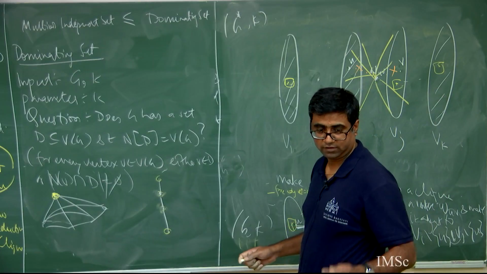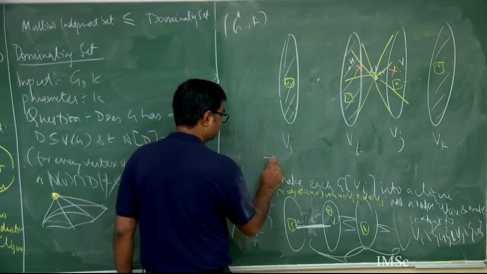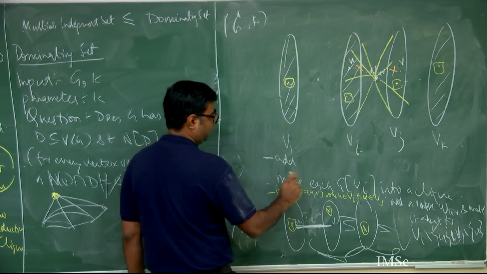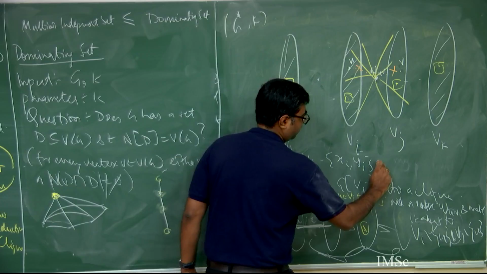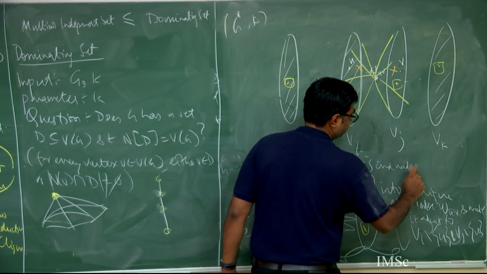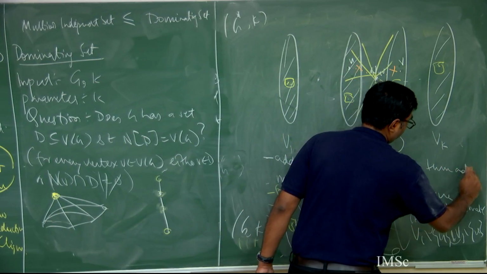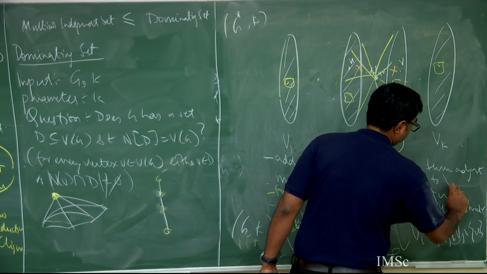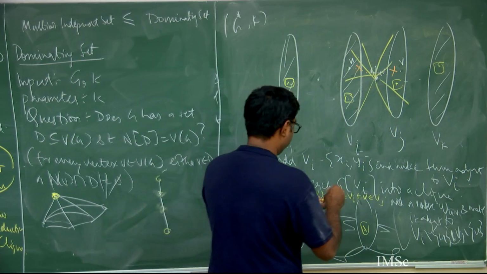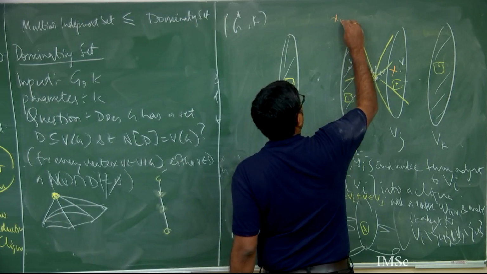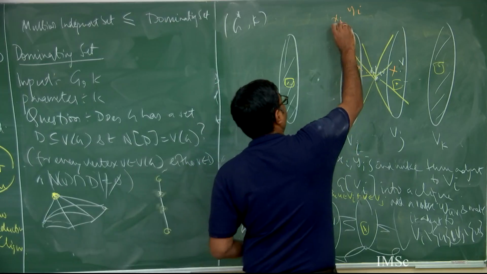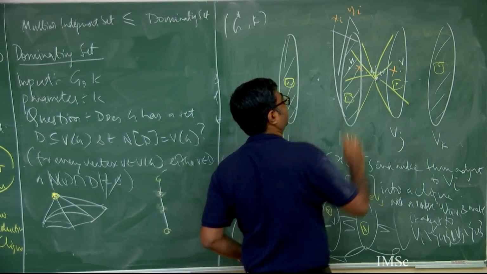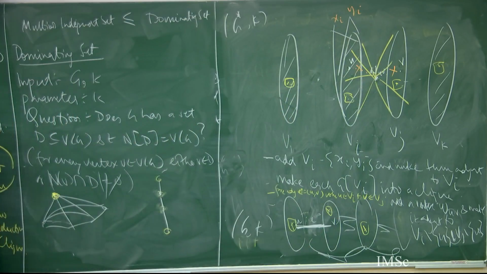Okay, so as he says, for each Vi, now add, let's call them Xi and Yi, and make them adjacent to Vi. So for example here it will have its private guys Xi, Yi, and they are not adjacent to each other, but they are adjacent to everybody else in the clique. Now what happens? The moment you pick a vertex in the clique, they are dominated.